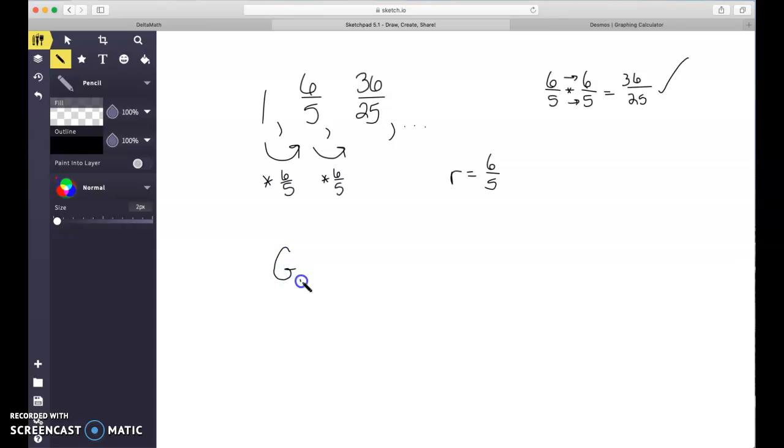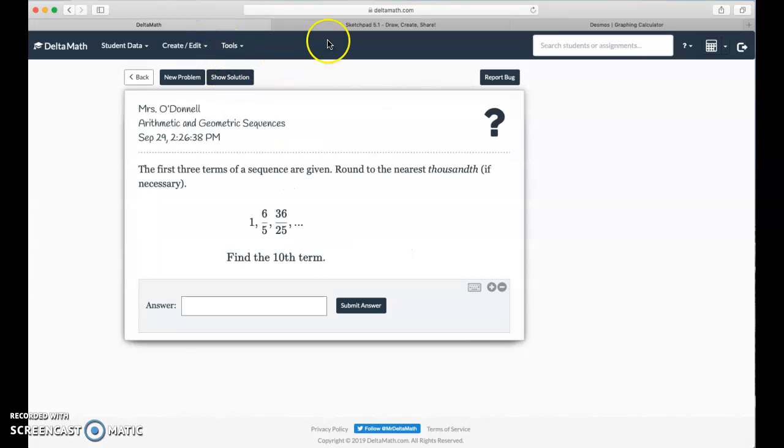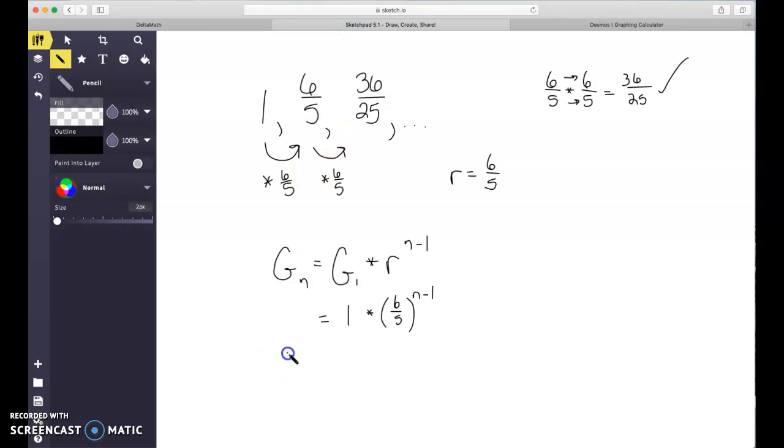If we come up with our geometric formula, g sub n equals g sub 1 times our common ratio raised to the power of n minus 1. If I go ahead and start plugging in, my first term is 1. My common ratio is 6/5, and I'm raising it to the power of n minus 1. What are they asking us to find? The 10th term. So g sub 10 equals 1 times 6/5 to the 10 minus 1.